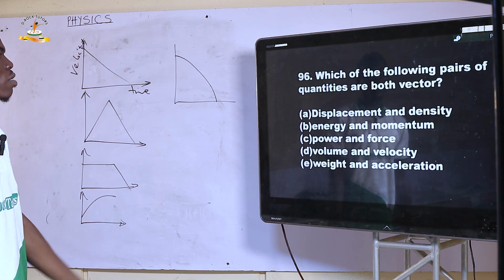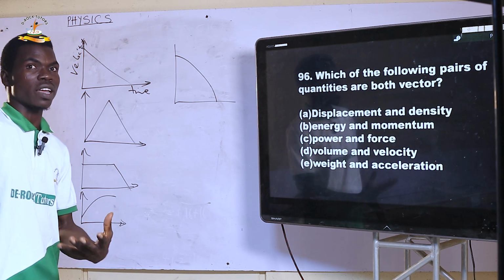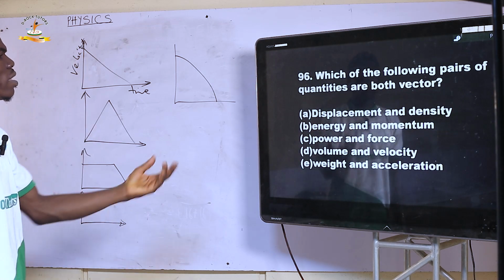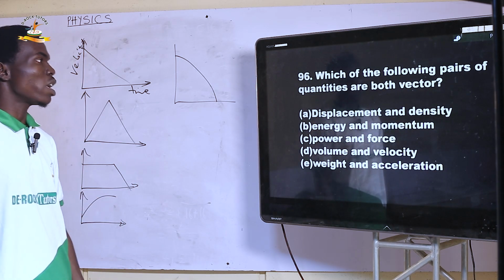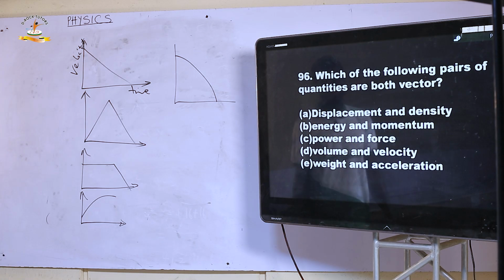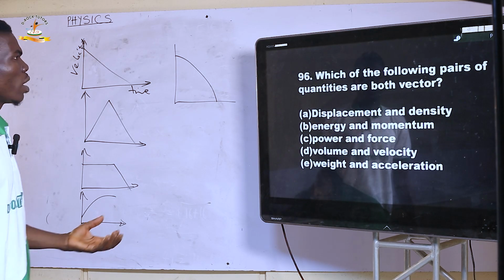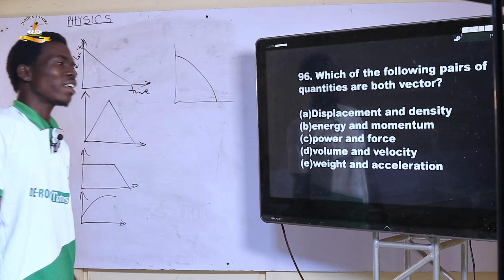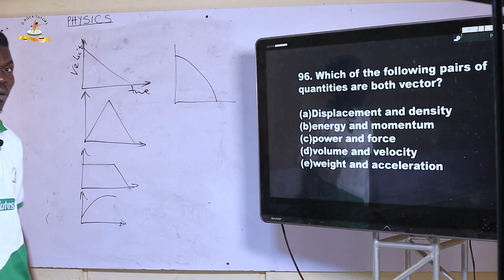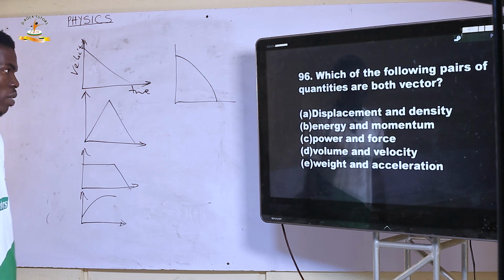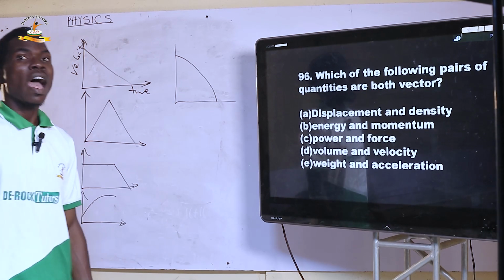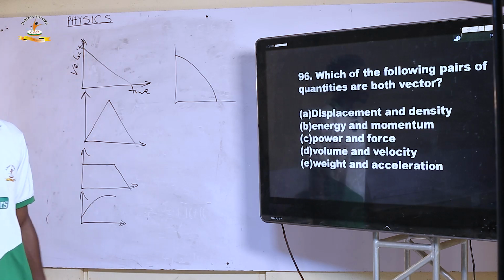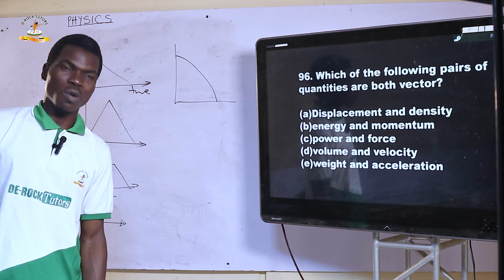Question 96. Which of the following pairs of quantities are both vectors? We have said that vector quantities are quantities that have both magnitude and direction. Displacement is a vector quantity, however, density is not. So we want the ones that are both vector quantities. Energy is never a vector quantity, however, momentum is. Power is not a vector quantity, however, force is. Volume is not a vector quantity, however, velocity is.